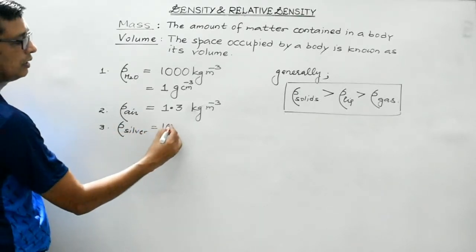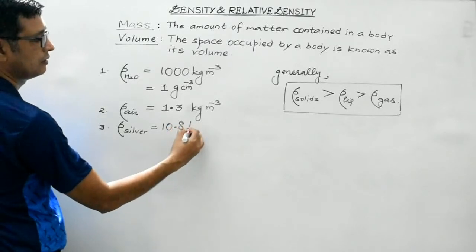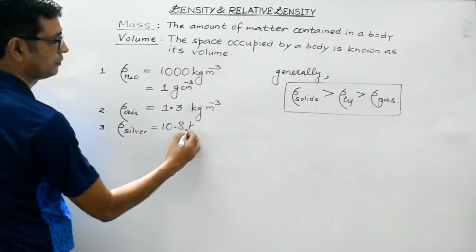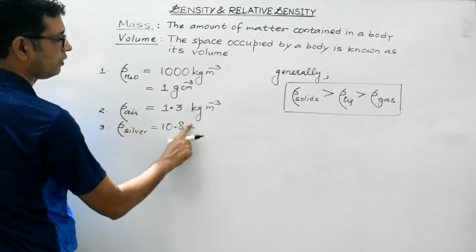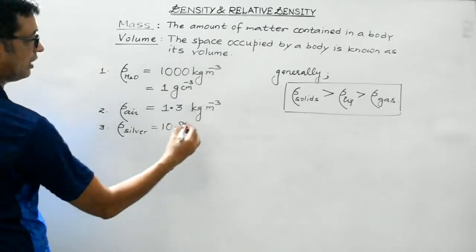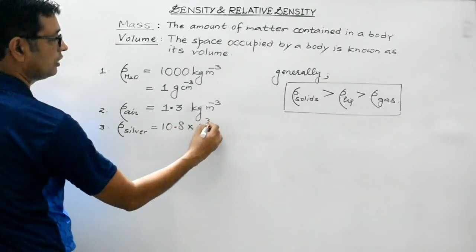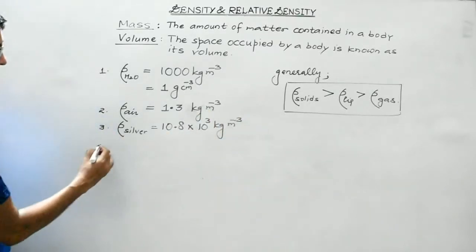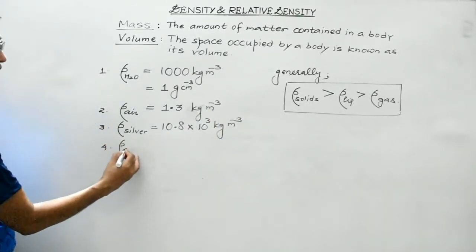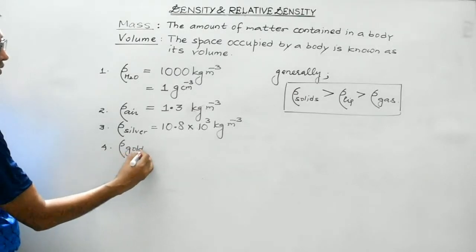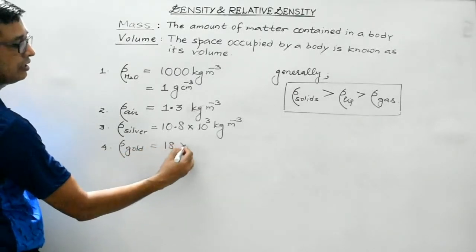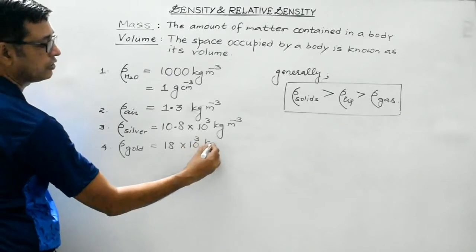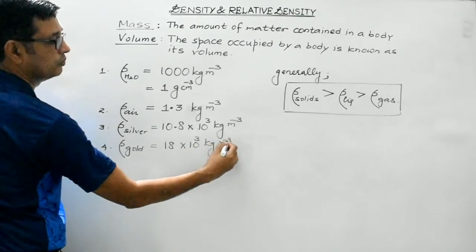It is about 10.8 into 10 raised to power 3 kg per meter cube. Fourth, the density of gold. It is about 18 into 10 raised to power 3 kg per meter cube.